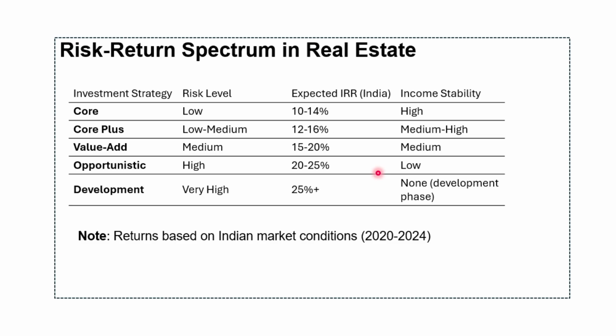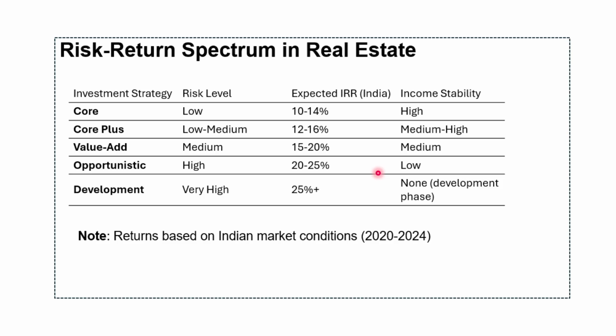Core investments represent the lowest risk category, with an expected IRR of 10 to 14% and high income stability. These are typically grade A office buildings in established business districts with long-term, creditworthy tenants.